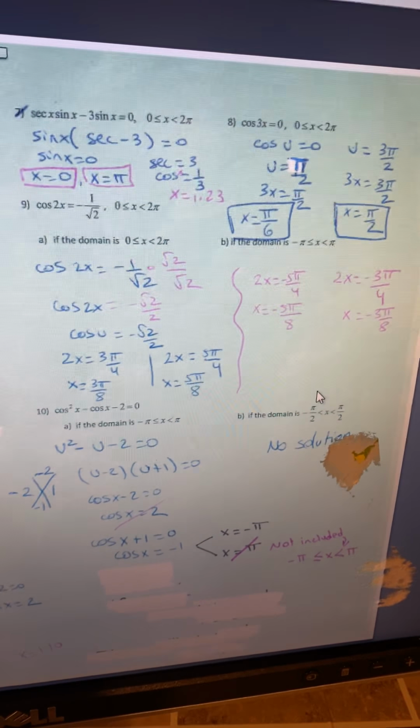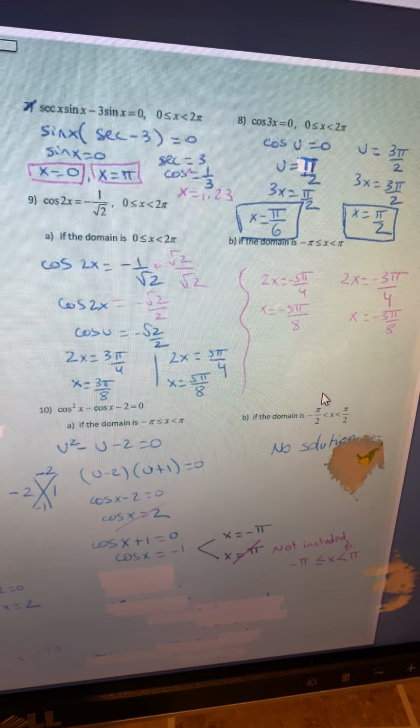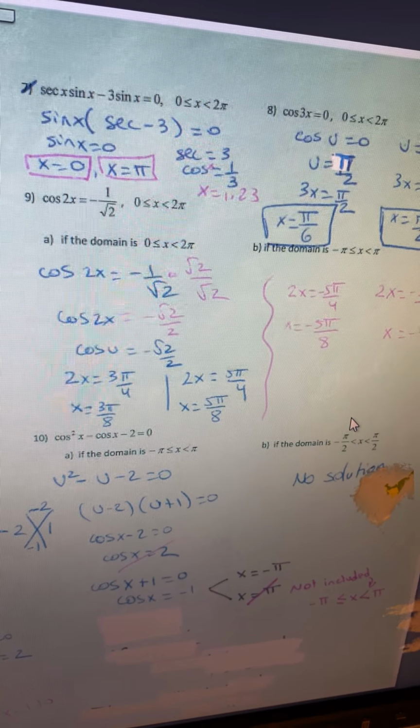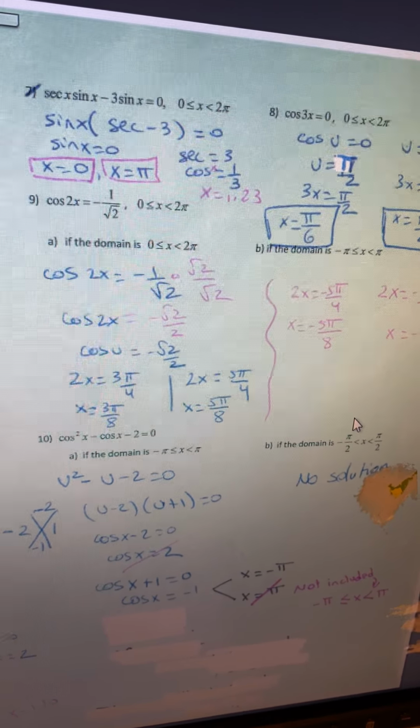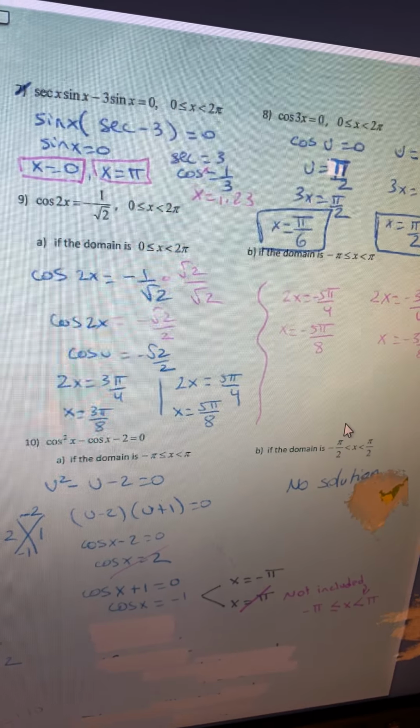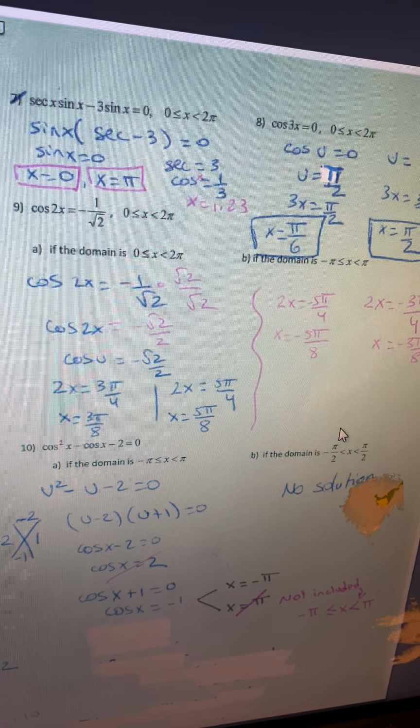Okay, this is the second video for today. We're gonna solve 7 through 10. We continue with trig equations. As you can see for the first example, which is number 7, we said the golden rule is to always factor, set equal to 0, and solve.